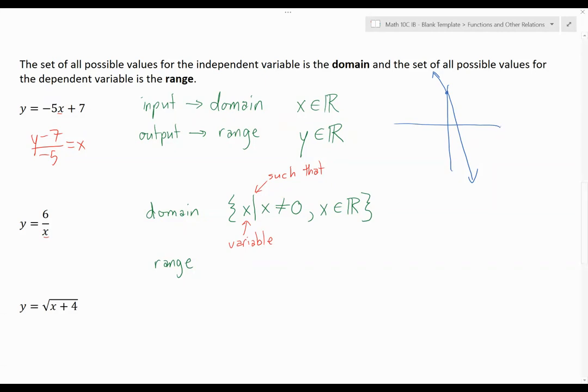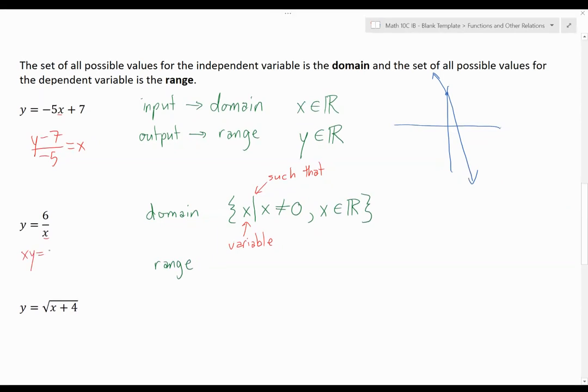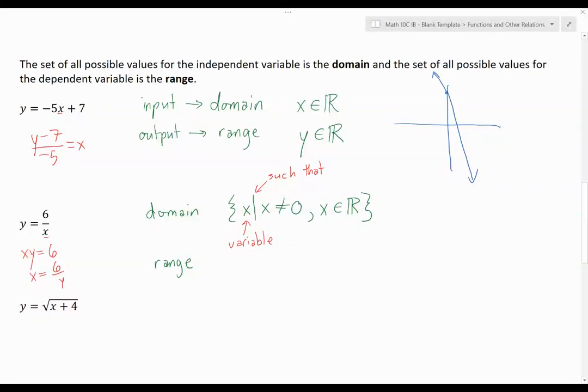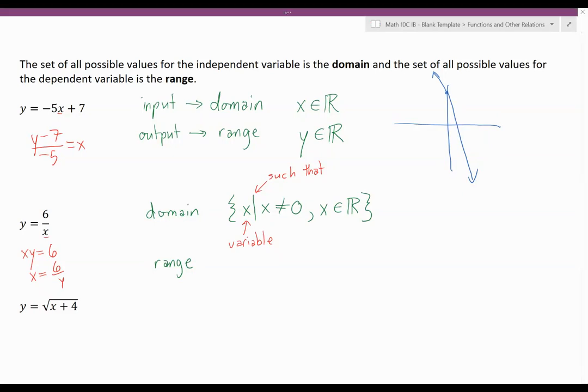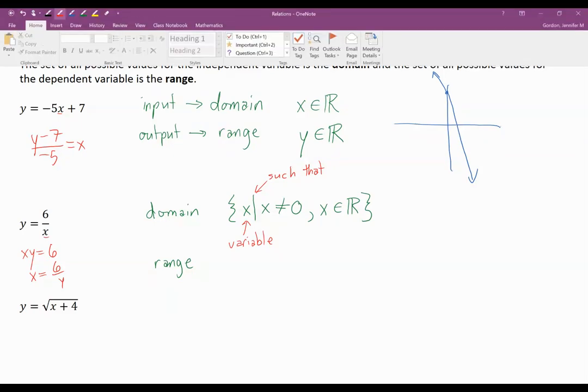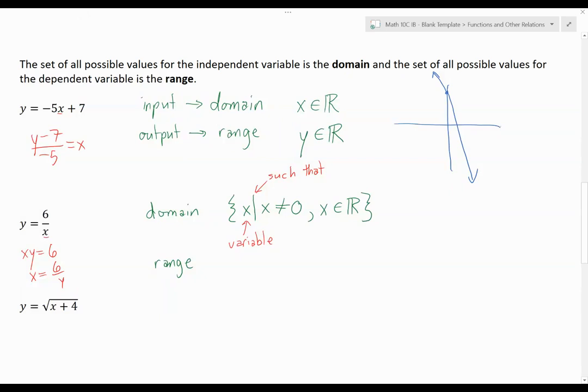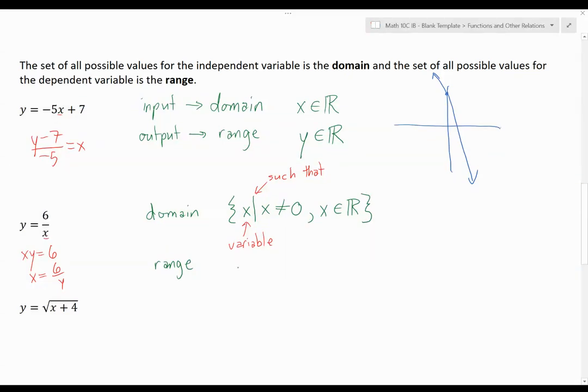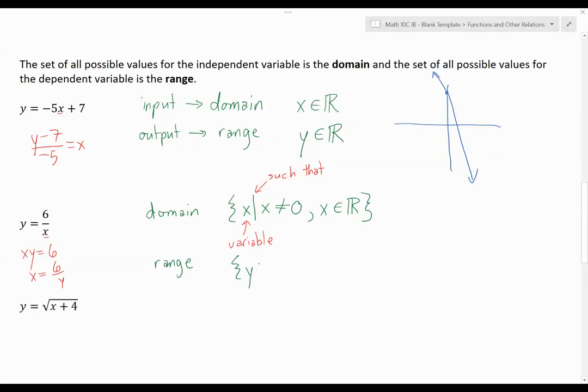So I can do something similar here. Essentially, if I multiply both sides of this by x, I get xy equals 6, which means that x equals 6 over y. So if y were the input, it would be the same rule as if x were the input. Because I cannot divide by 0, I have the same restriction on y that I had on x. So for my range, it uses the variable y such that y cannot equal 0, but otherwise y can be any real number.